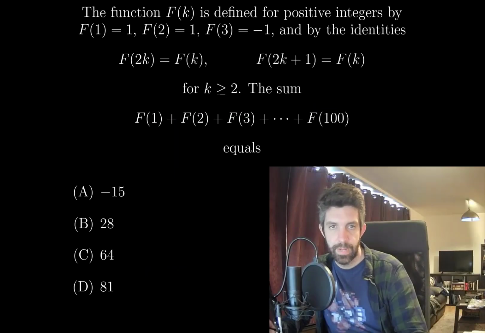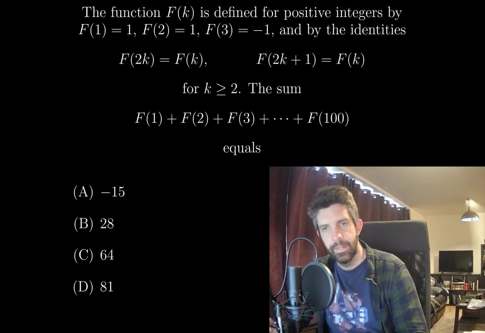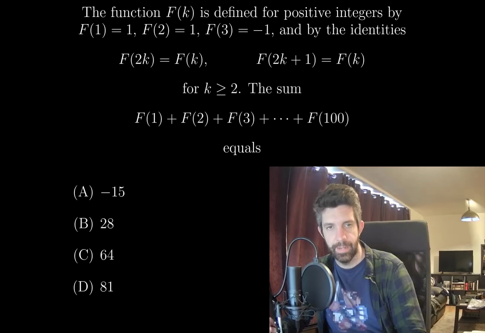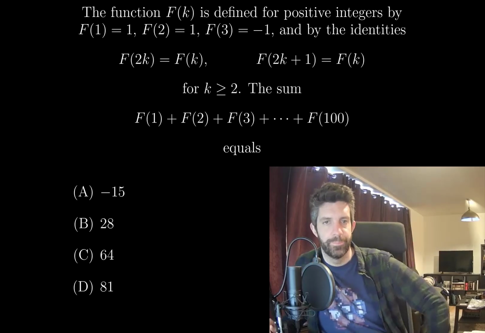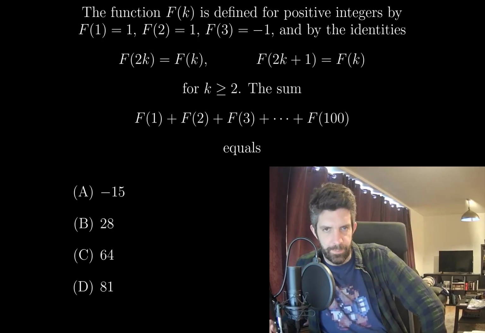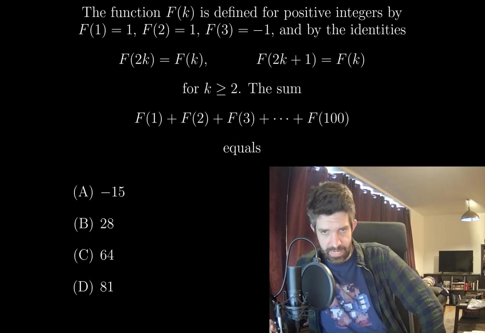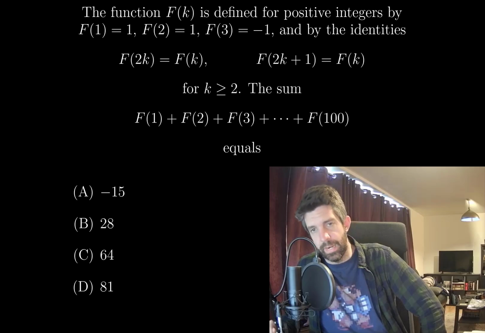The function f of k is defined for positive integers by f of 1 equals 1, f of 2 equals 1, f of 3 equals negative 1, and by the identities f of 2k equals f of k, and f of 2k plus 1 equals f of k, for k greater than or equal to 2. The sum f1 plus f2 all the way up to f100 equals negative 15, 28, 64, or 81.